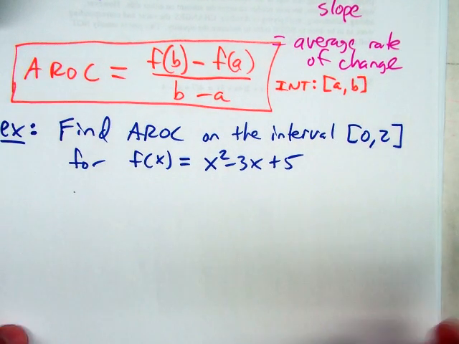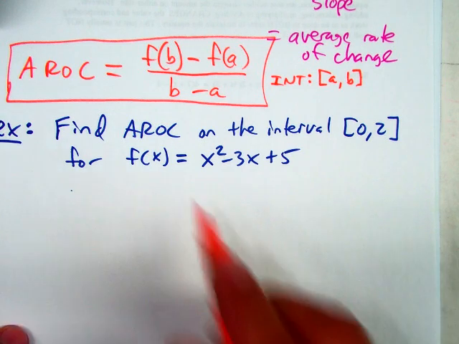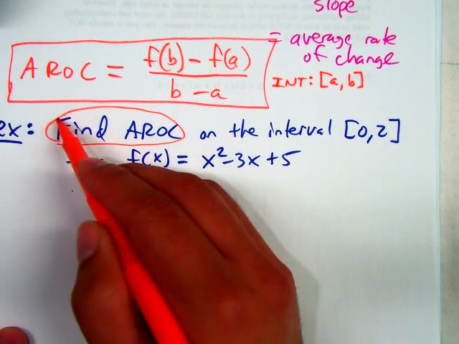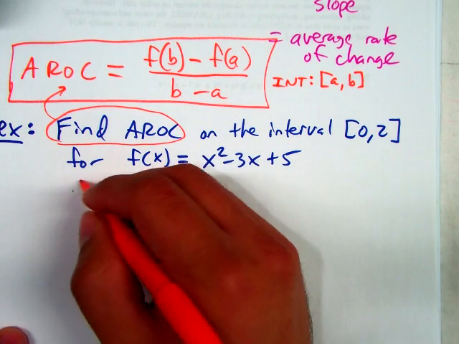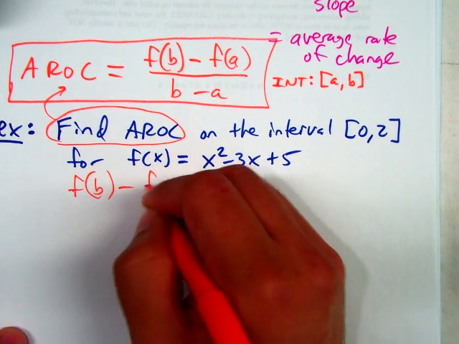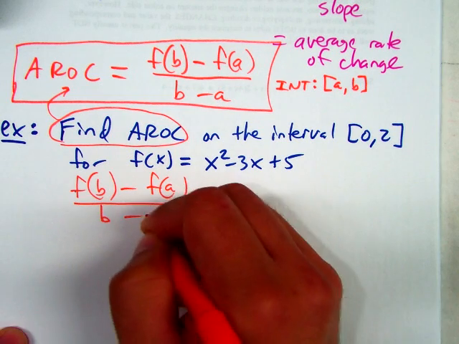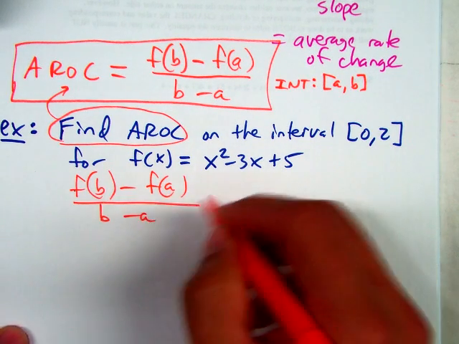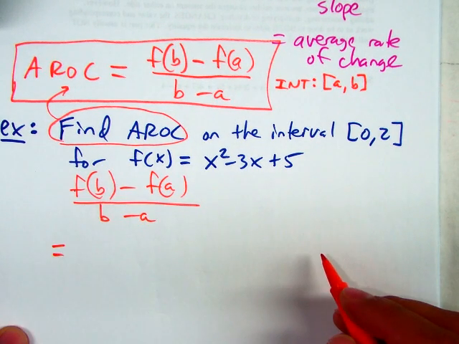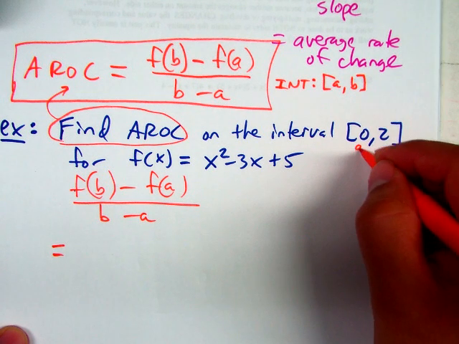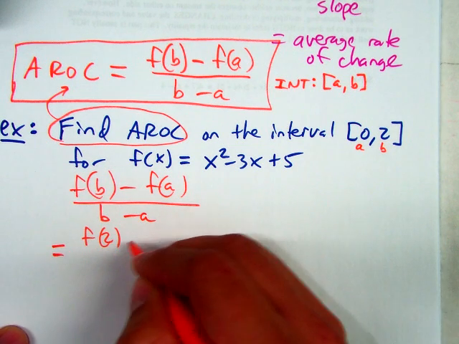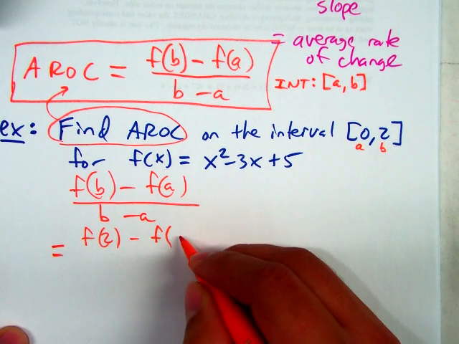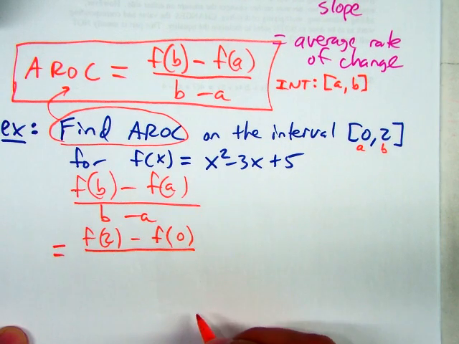Well, if we know we're finding average rate of change, you guys figured out a formula for it. So I'm just going to start by saying I'm going to have to calculate f of b minus f of a over b minus a, and then I'm just going to plug everything in. What's b in this scenario? 2. Good. So if it helps, put a little a and a little b by the numbers so you know what's what. So now we do f of 2 minus f of 0 over 2 minus 0.